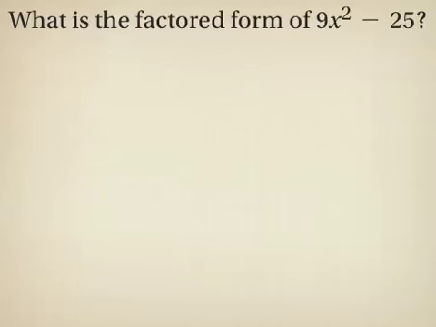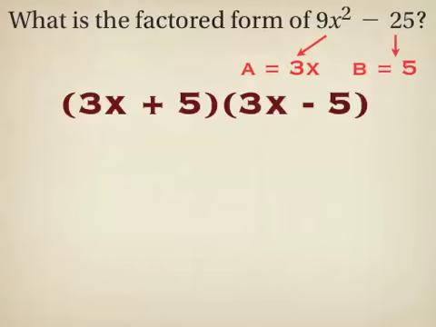This next example says, what is the factored form of 9x squared minus 25? What would you square to get 9x squared? That would be 3x. So 3x is going to be your A. And then what squared is 25? The answer to that would be 5. So we can use these two terms, A equals 3x and B equals 5, to write the two binomials 3x plus 5 and 3x minus 5.